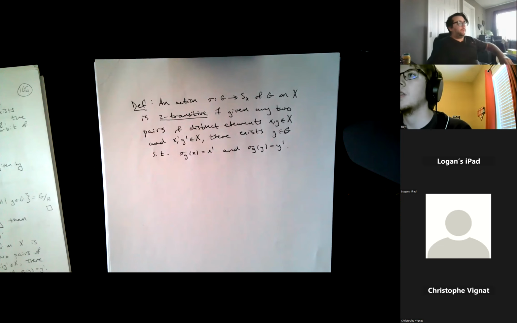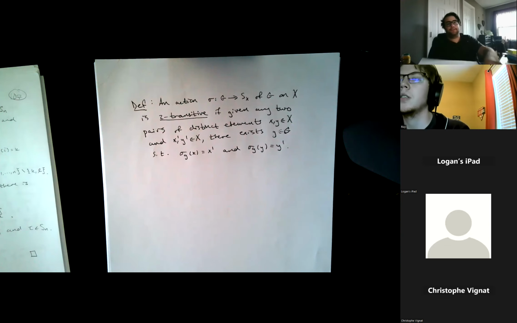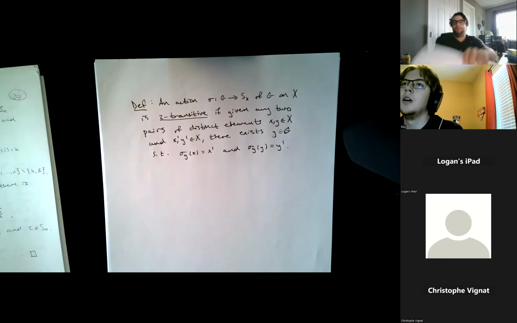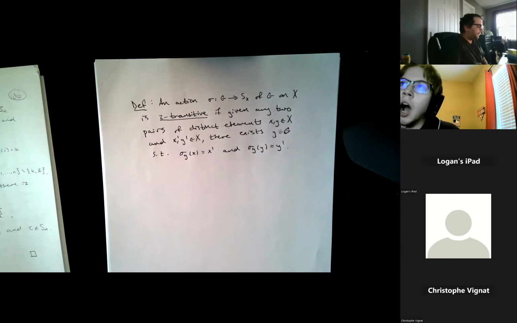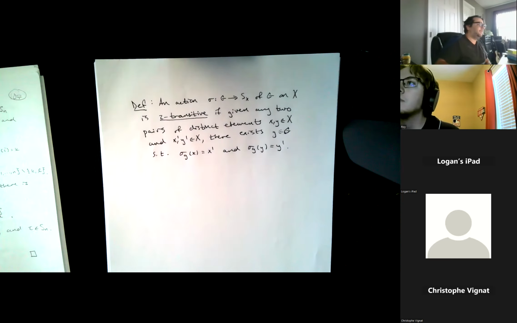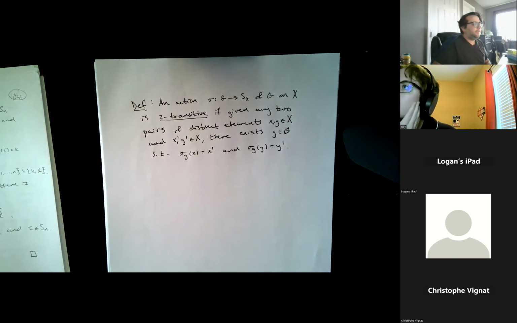Okay, so if you're anything like me, you would look at this definition and go, why in the world would you want to introduce this concept? But it turns out that this notion is equivalent to several conditions I think we'll talk about later on.